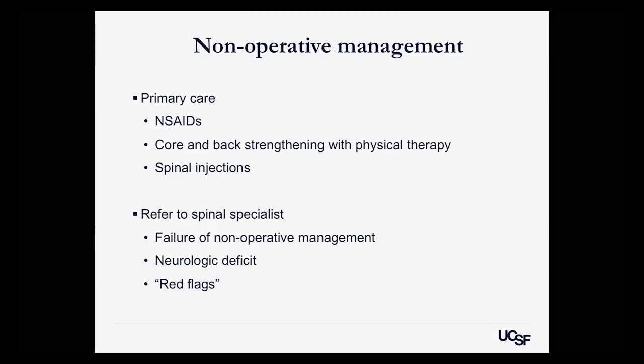Patients should be referred to a spinal specialist like myself when they fail these non-operative management options and they still remain in debilitating pain. If they have a neurologic deficit, if they have foot, leg, or arm weakness, that would be an appropriate time to go directly to a spine surgeon. And if they have certain red flags, history of cancer, a spinal infection, or potentially some trauma that could have resulted in a spinal fracture, those are times that you can refer directly to a spine surgeon.